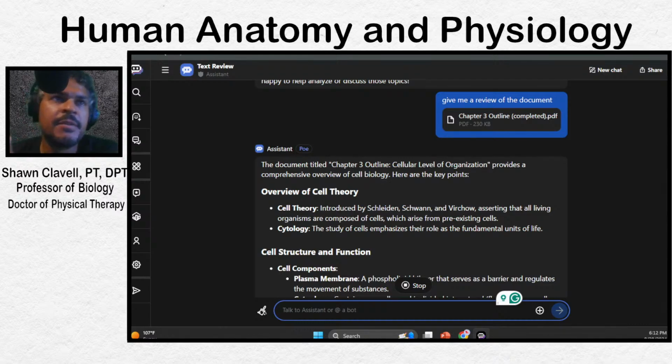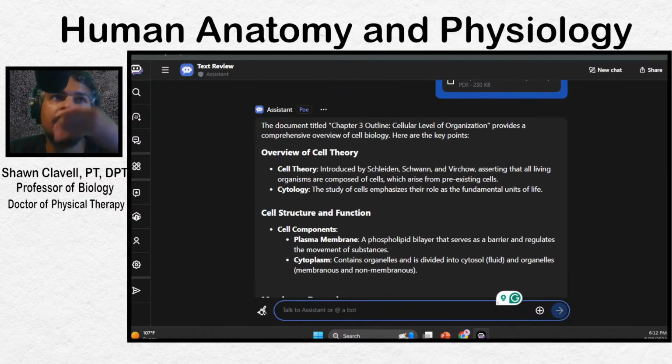So again, we have the review. Now you can't really see it, but what we've got here is an overview of the cells. Cell theory is a big concept that starts in chapter 3, where we talk about cells being the smallest living things, the smallest thing that can carry out all of the physiological functions necessary for life, and that new cells come from the division, or mitosis, of other cells. So cell theory is a big component at the beginning of the chapter.